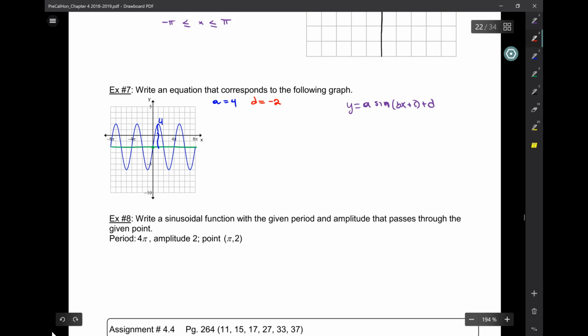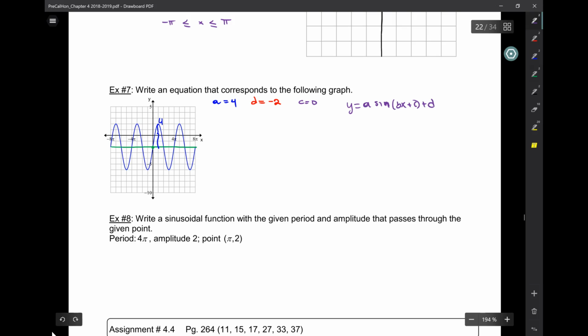Okay. Now I need to figure out B and C. Is there a C? Is there a phase shift? There is no phase shift because it's starting right on the axis, not to the left or right of it. So that tells me that C is 0.